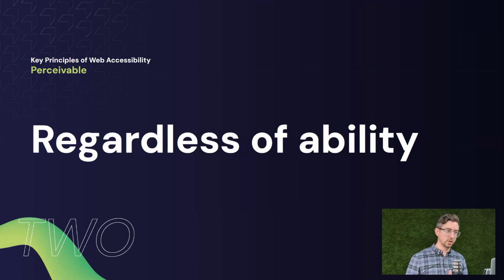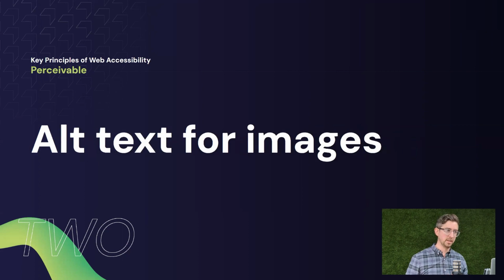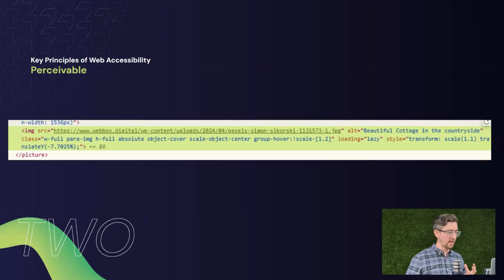Examples of what that looks like can be things like alt text for images, and an example of that is in this screenshot here. This is just a screenshot of a piece of code from the Webbox website. If you don't know what this means, on the left-hand side you've got the square bracket with the IMG, which means this is an image. You've then got the SRC tag, which is the source, so where the image is coming from. And on the right-hand side, you've got this alt attribute. What that means is that if someone is using a screen reader or has a different way of interacting with the website, it will tell them what is in that image. So in this case, it's a beautiful cottage in the countryside.